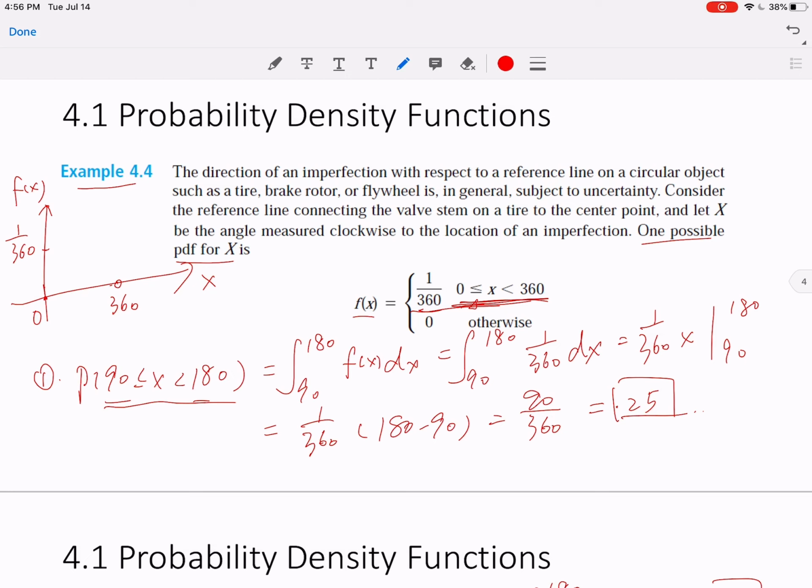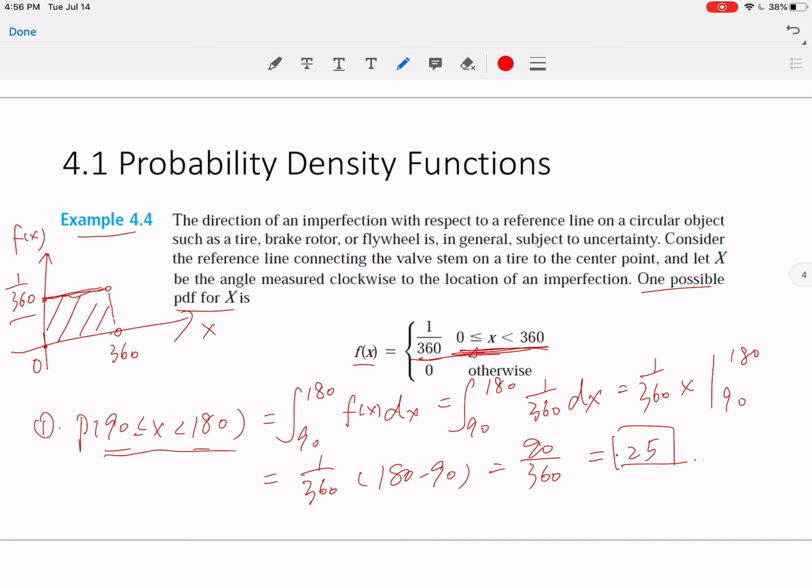And of course, it's going to be a horizontal line like this, from 0 to 360. And we can tell that the area of this rectangle would be equal to the width times the height, right? So 360 times 1 over 360 would be equal to 1. The area of the rectangle is the height times the width, which is 1 over 360 times 360, which is equal to 1, okay?